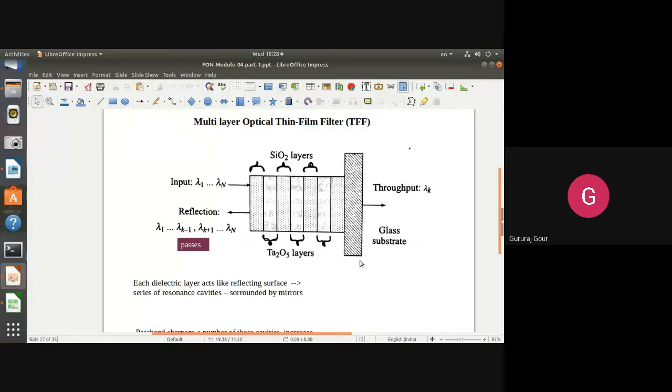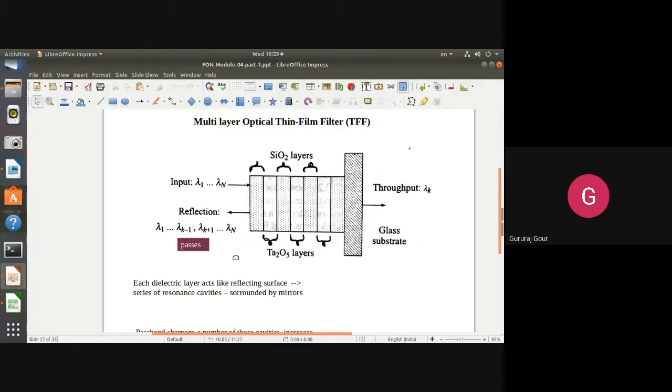The idea is that these layers are formed on the glass substrate, and at the glass substrate you are getting the throughput output. There each kind of wavelength will be reflected. As input you send a light ray containing wavelengths from lambda 1 to lambda n. From these multiple layers, you are getting two sets of wavelengths: one ranging from lambda 1 to lambda k minus 1, the other ranging from lambda k plus 1 to lambda n.